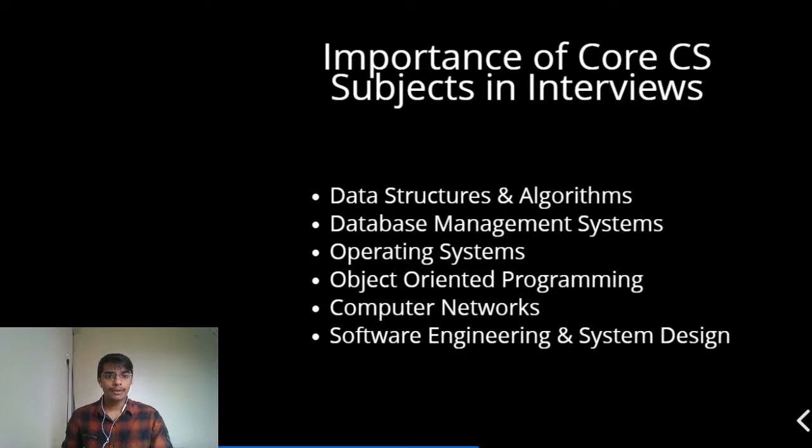So, importance of core subjects in interviews. Now you know we have to study the core subjects, but why do they ask these subjects in interviews? Data structures and algorithms. Obviously you are going to develop some applications, and any company that is going to hire you wants their algorithms to be efficient. Similarly, Google is building efficient algorithms; it applies to all companies. So that's why data structures and algorithms is important.